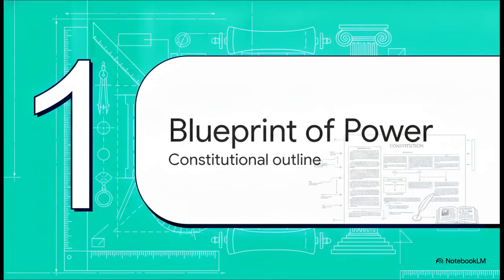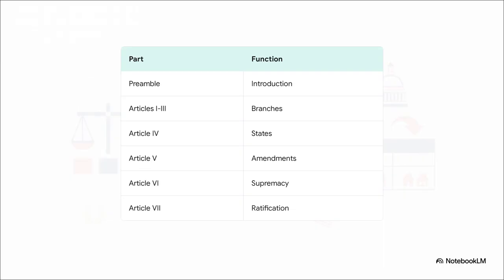Section 1. The blueprint of power. Okay, so the Constitution is highly organized from start to finish. Think of it like a map. It kicks off with the preamble, which is the introduction. Then Articles 1 through 3 actually establish the 3 branches of government: legislative, executive, and judicial. Moving on, Article 4 outlines the relationships between the states. Article 5 lays out the amendment process for changing the document. Article 6 includes the supremacy rule. And finally, Article 7 describes the process for ratification.